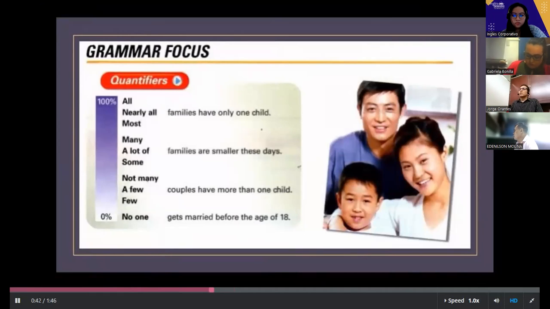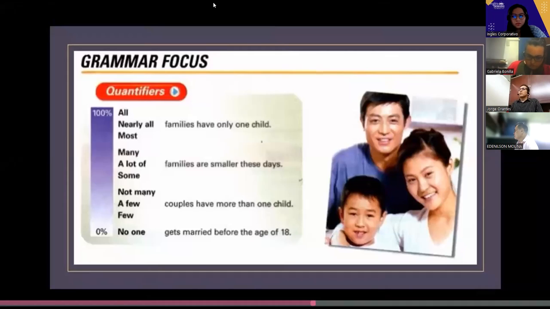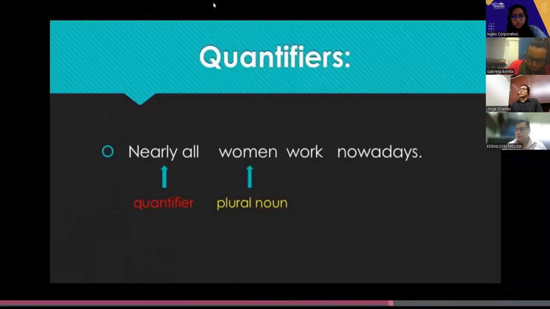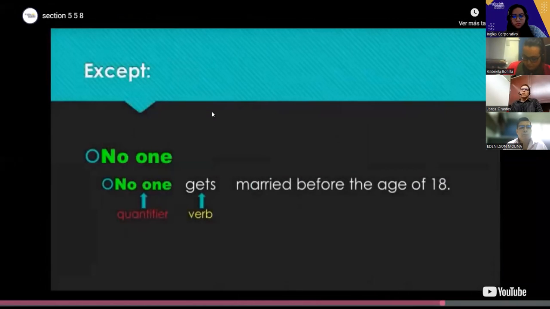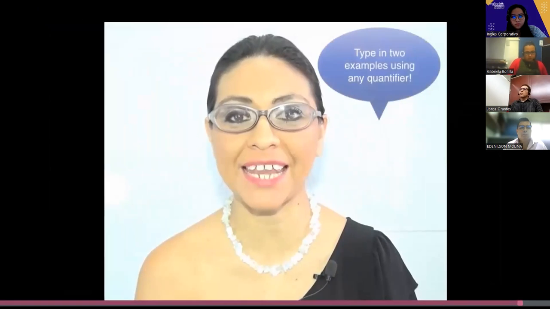Not many couples have more than one child. A few couples have more than one child. Few couples have more than one child. No one gets married before the age of 18. Notice how these quantifiers have an estimated percentage. If you want to make reference to 100%, you may say all. And then you work down the scale depending on the percentage you want to refer to. Follow me in this example. Nearly all women work nowadays. Nearly all, quantifier. Women, plural noun. So in other words, all quantifiers come before plural nouns. Except no one. No one gets married before the age of 18. No one, quantifier, gets the verb. As a tip, ask your teacher to remind you about count nouns so you are able to use these quantifiers. Type in two examples using any quantifier you want.